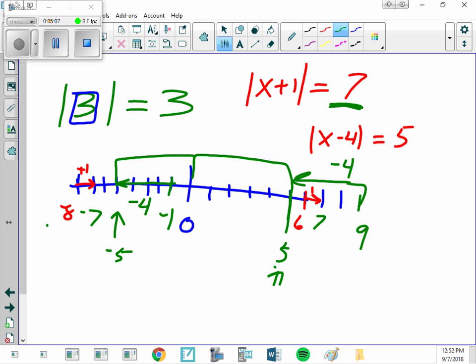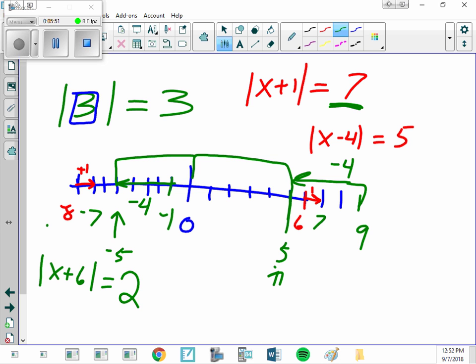Okay, let me make it a little bit harder. The absolute value of x plus 6 equals negative 2. Well, let's just say 2. What numbers plus 6 have an absolute value of 2? Negative 4 plus 6 is 2, and the absolute value of 2 is 2. That was easy. What's the other one? Which one is going to land me at negative 2? Good, negative 8. Negative 8 plus 6 is negative 2, and the absolute value of negative 2 is 2.